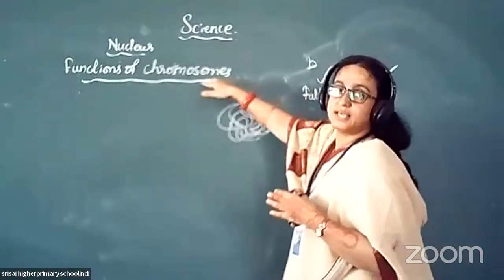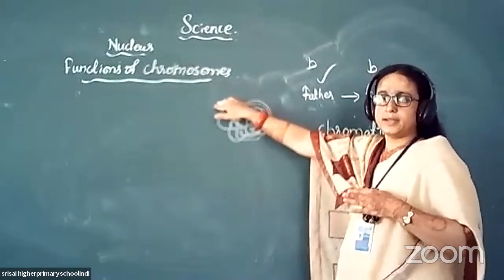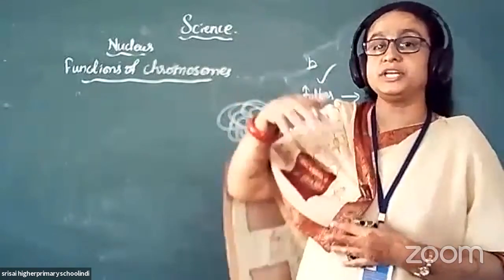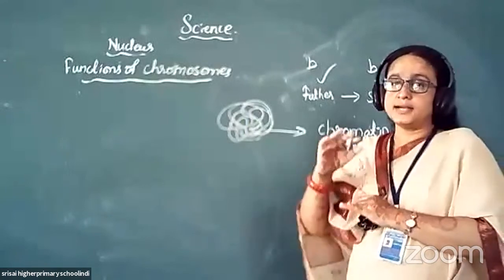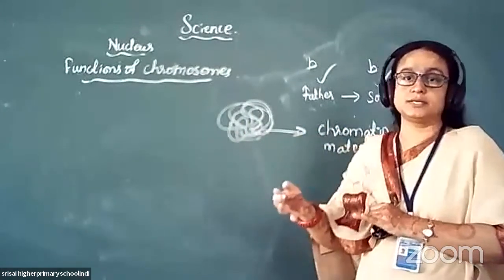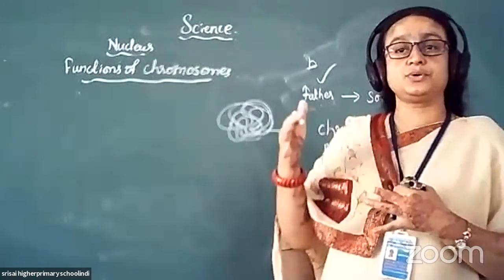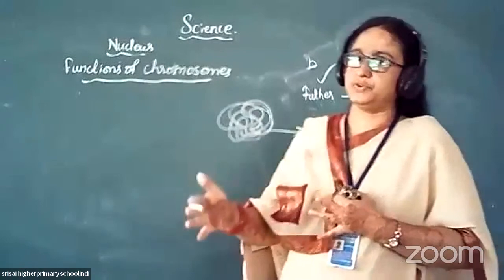That work is done by the chromosomes. What is actually there in the chromosomes? DNA and protein. And this transfer of the information is done by the DNA itself. What is the work of DNA? It contains the information which it will transfer.